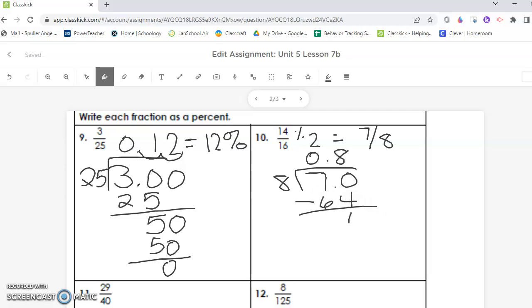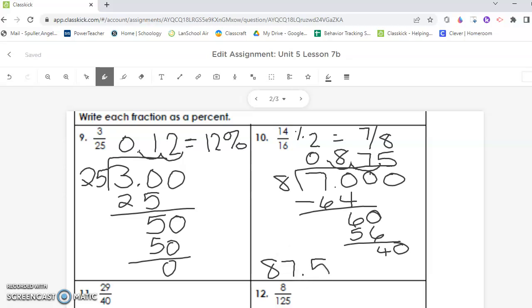I'm going to subtract that. That's going to give me 6. I'm going to bring down another 0. That's going to go in there 7 times. That'll give me 56, which will give me 4 left over. Bring down another 0, and that gives me 5. Okay, so move it 1, 2. So we get 87.5%.